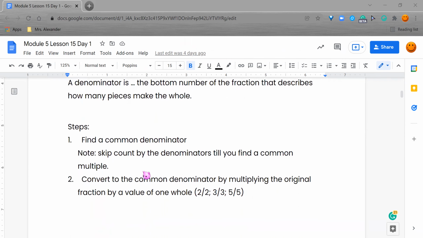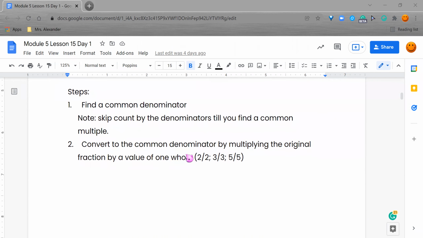Now remember the steps on how to find the common denominator. To find it, we're going to write down our multiples of the number, or skip count by the denominators, till you find a common multiple. Convert to the common denominator by multiplying the original fraction by a whole one. So 2 over 2 equals 1, 3 over 3 equals 1, 5 over 5 equals 1. So any number over itself equals 1, and this is what we mean by a whole one.